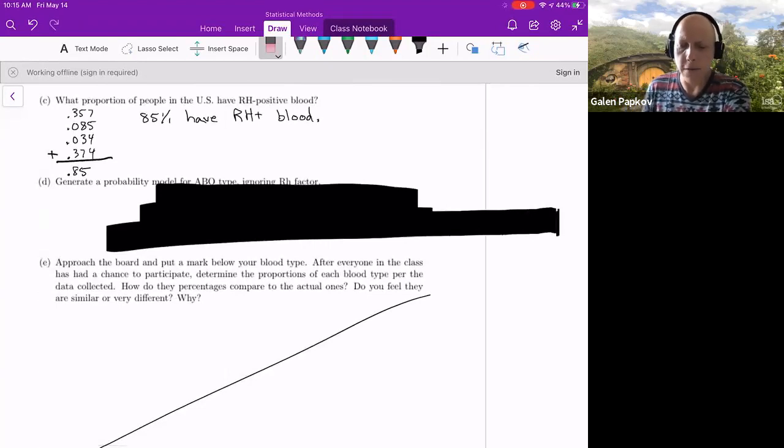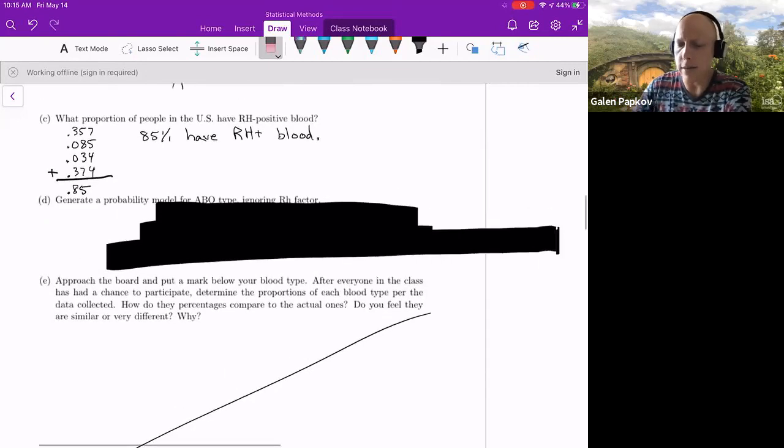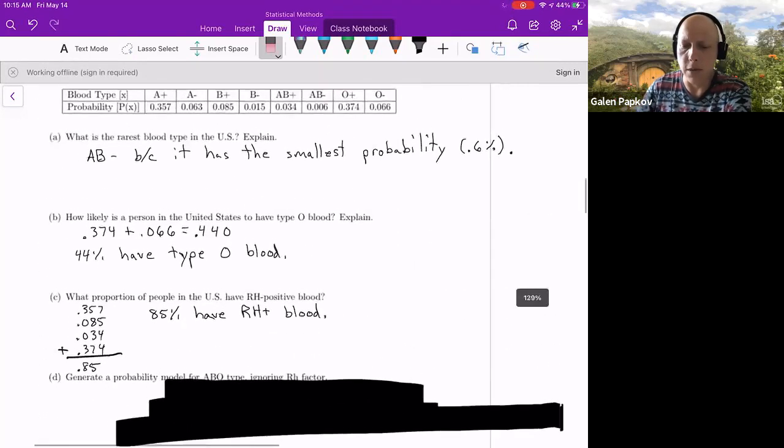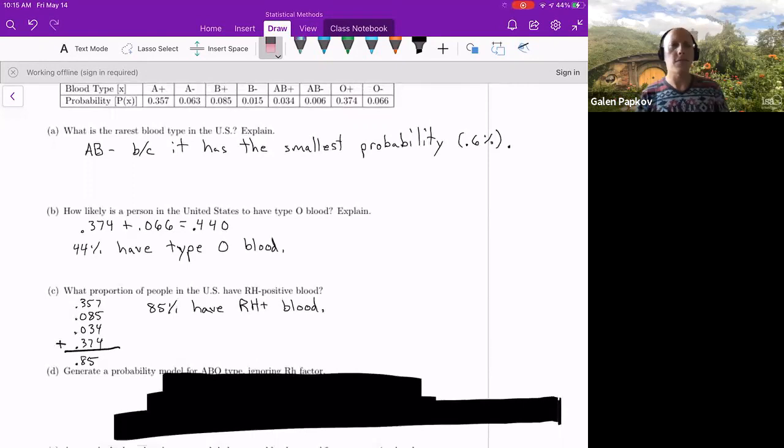Generate a probability model for ABO type. Now you're ignoring plus and minus. We want a probability model, which means we need to list all the possibilities. When you're ignoring plus and minus, all we care about is A, B, AB, and O. So that's what I'm going to have in my table. Instead of all of those columns in the original table, I'm just going to have those 4: A, B, AB, and O. And what I need to know is the probability of each.